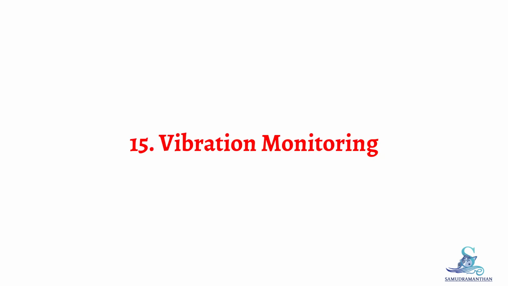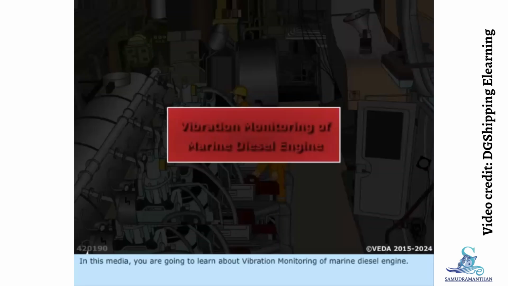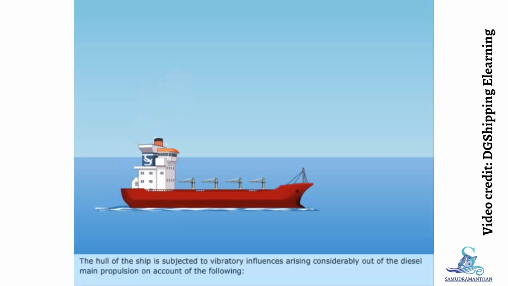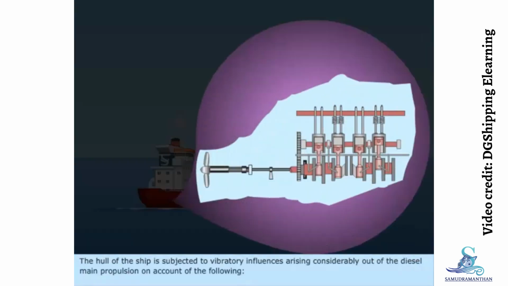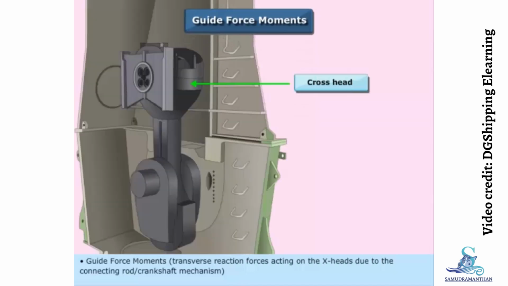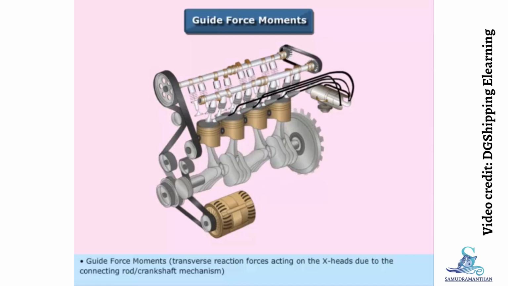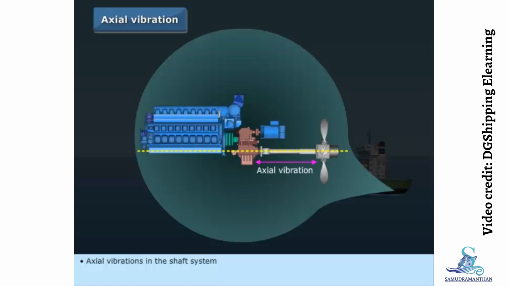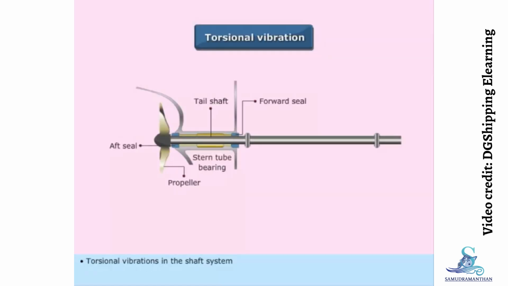Topic 15. Vibration monitoring. In this media, you are going to learn about vibration monitoring of marine diesel engine. The hull of the ship is subjected to vibratory influences arising considerably out of the diesel main propulsion on account of the following: guide force moments, transverse reaction forces acting on the X-heads due to the connecting rod or crankshaft mechanism, axial vibrations in the shaft system, torsional vibrations in the shaft system.